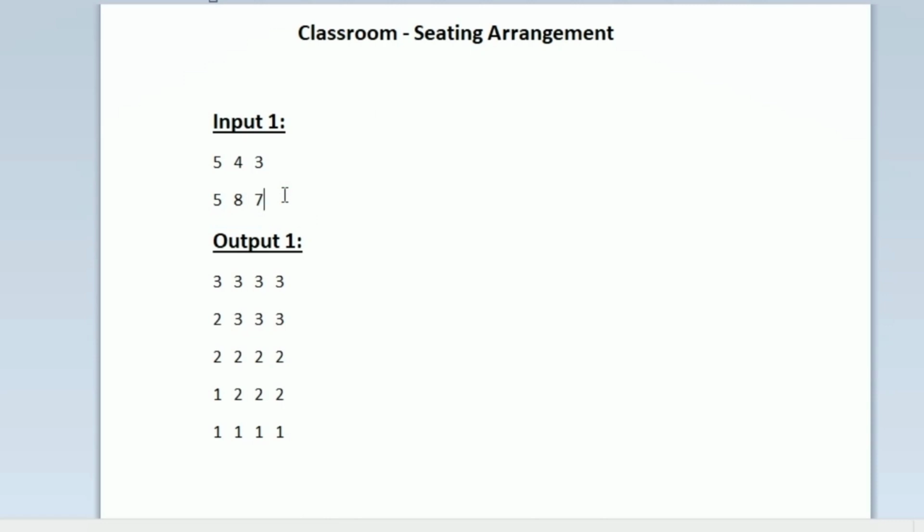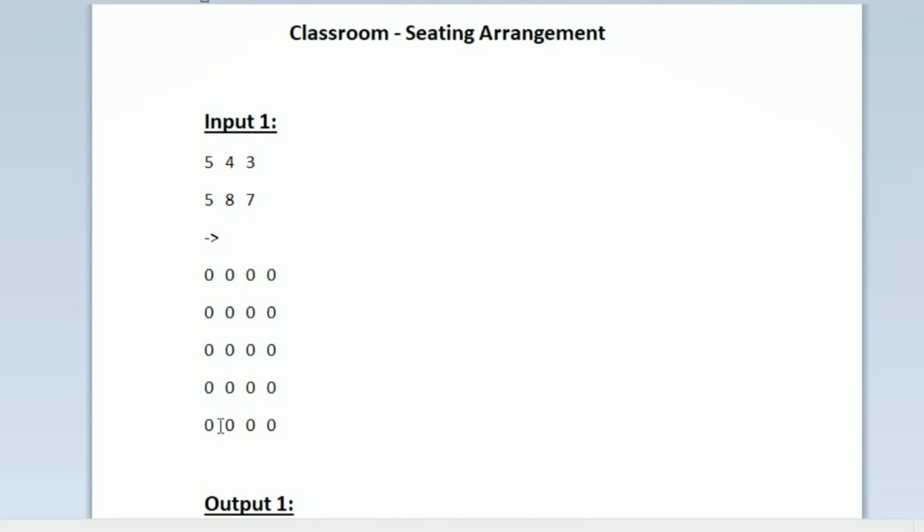It is given in the question that the classroom is of size r cross c, which is represented in a matrix format. So the values of r and c are 5 into 4. So I am creating a 5 cross 4 matrix, and initially all the values in the matrix are 0. Now this particular matrix represents the classroom, and we have to create a seating arrangement for n groups of students. So the value of n is equal to 3.